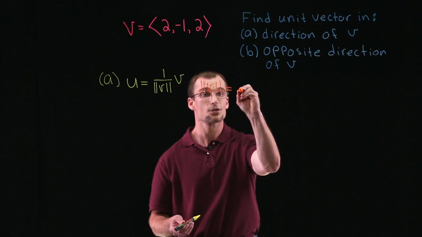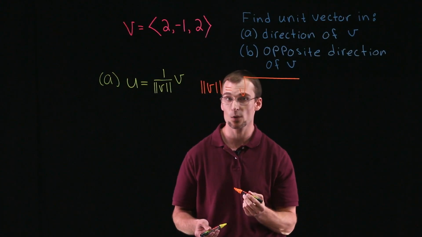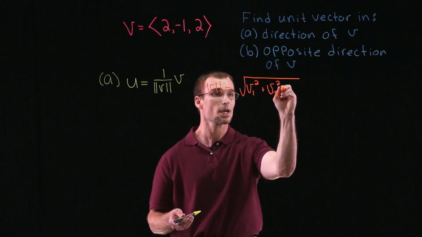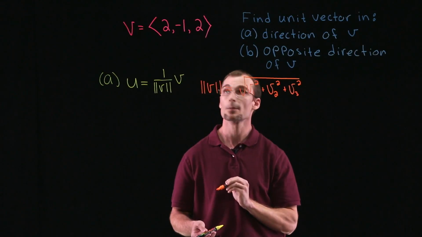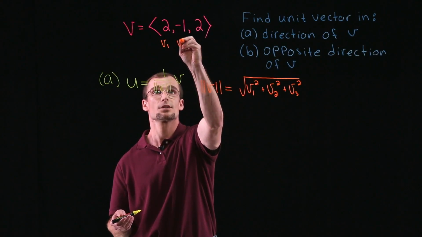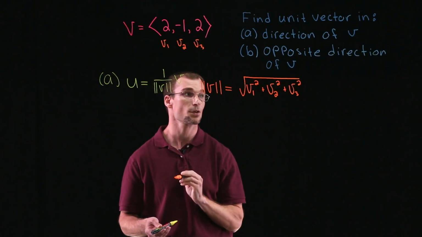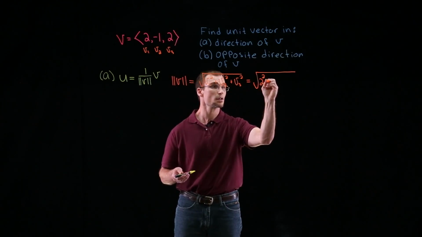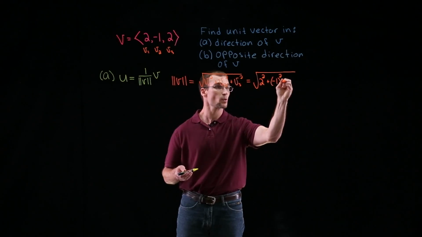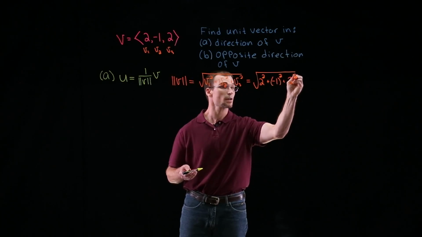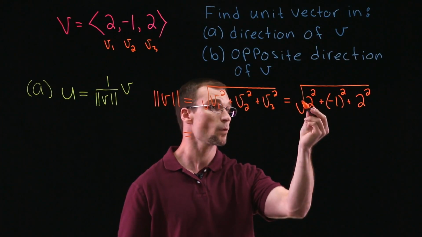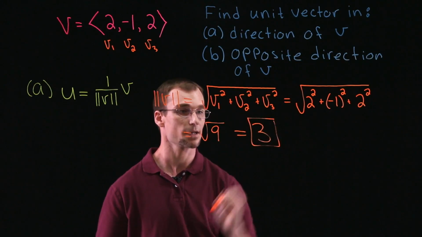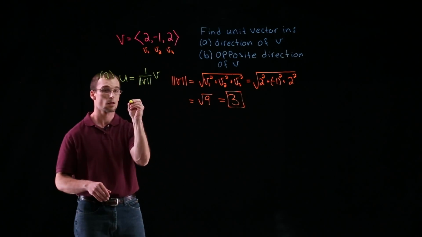So the magnitude of a vector is the square root of the sum of squares of its components. So the square root of v1 squared plus v2 squared plus v3 squared, where in our vector v, v1 is our first component, v2 is our second, and v3 is our third. So this is equal to the square root of our first component, 2 squared, plus quantity -1 squared, plus 2 squared. So adding these together, 2 squared, 4, plus 1, plus 4 is square root of 9, which is 3. So that's our magnitude.